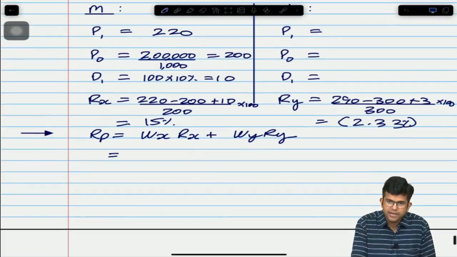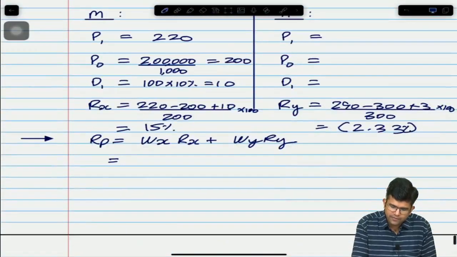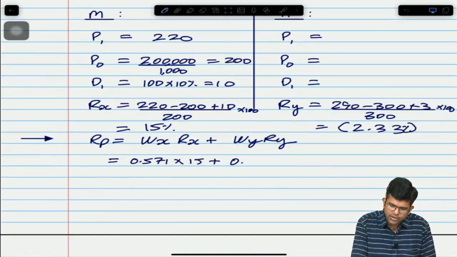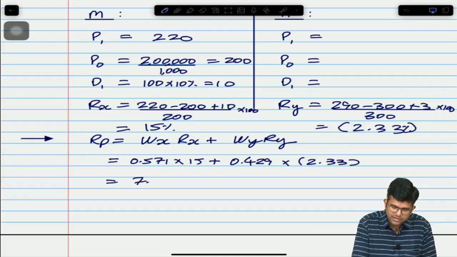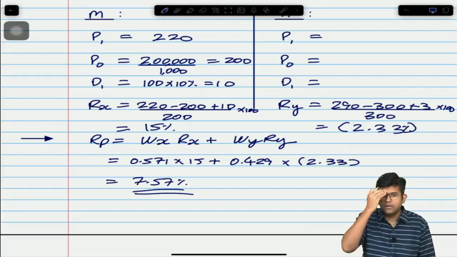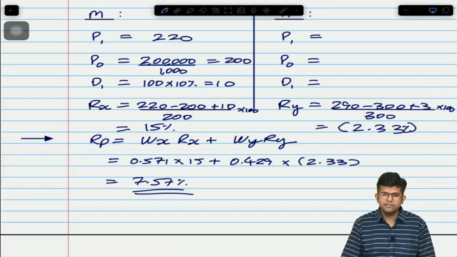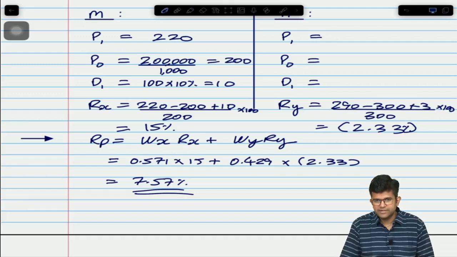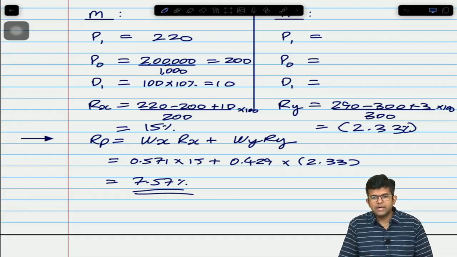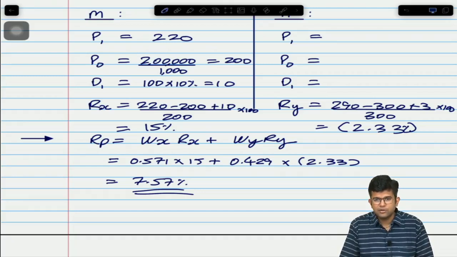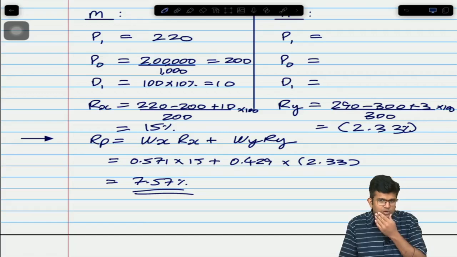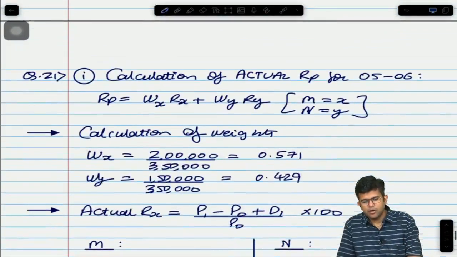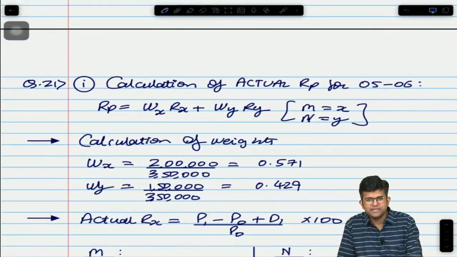And then this will be 0.571 into 15 plus 0.429 into negative 2.33, and this is 7.57%. Done? 7.57%. Students, I hope you remember, for the purpose of this calculation, we have assumed that we have sold the shares at P1. We have sold the shares at P1. Enjoyed RP calculation for 5-6.